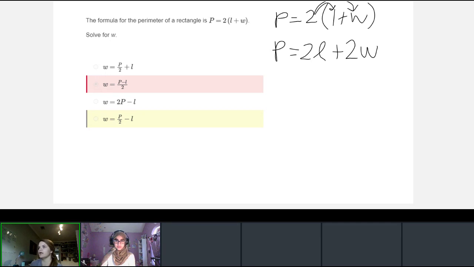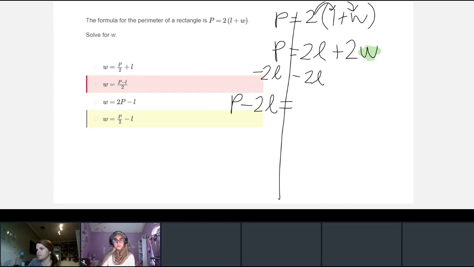So now that we've got it multiplied out, these are the same steps as solving equations. We want to undo any addition or subtraction. We know that we have our W, I'm going to highlight it right here. So what's happening to W? Well, it's being multiplied by 2, and it is getting 2L added to it. So we're going to subtract 2L from both sides. I'm going to draw a little line here. Then over here, we're going to have P minus 2 times L, and that's going to equal 2W.